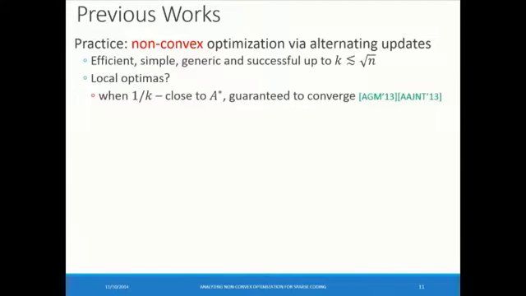Okay, so the previous works. We saw that in practice, for non-convex minimization, this alternating updates algorithm is really good. It's very efficient, very simple, and also generic, so you don't really need to worry about what the parameters are. You just use gradient descent or something, and it's very successful, up to k less than square root n. Let me remind you, k is the sparsity, and n is the dimension of the vectors.